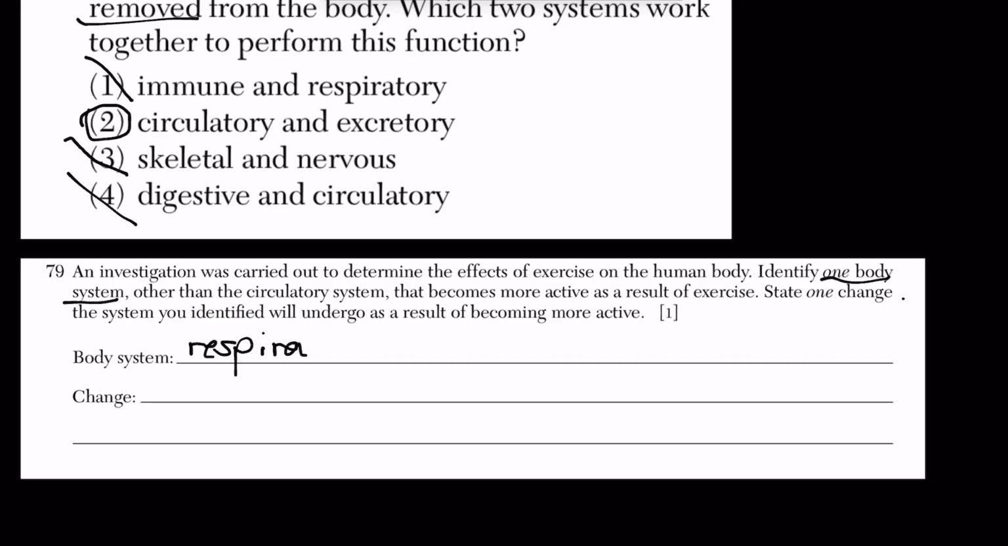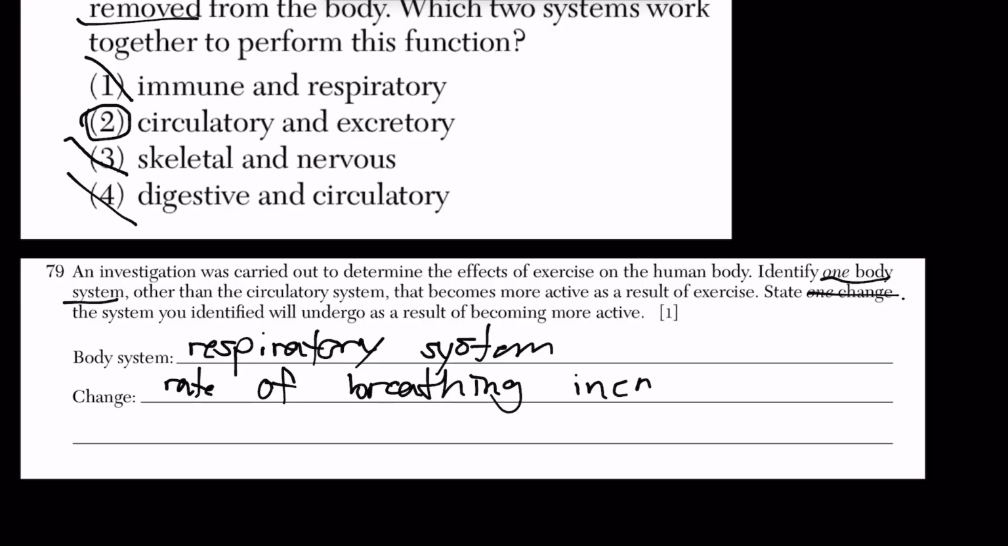Because more oxygen needs to come into the body and carbon dioxide needs to come out. So one of the changes that we see was that the breathing rate, or rate of breathing, would increase. And the reason that occurs, which we don't need to write here because you just have to state the change, is so that more oxygen can be taken in at a faster rate, and carbon dioxide can be pumped out at a faster rate. So that's all we need for this question.